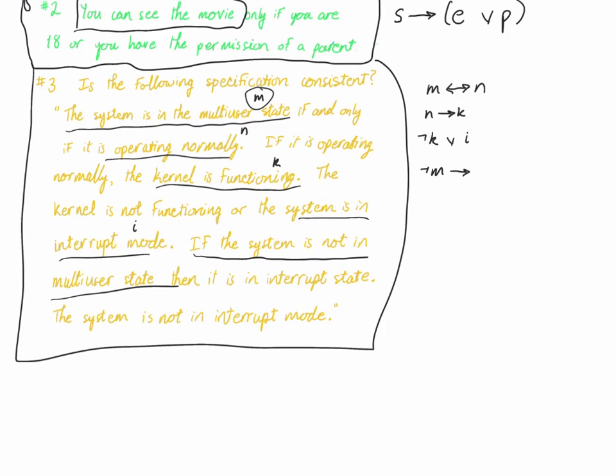Okay, and then if the system is not in the multi-user state, so that's like if not M, then it is in the interrupt state. So that would be this right here. And then finally, the system is not in the interrupt mode. So not I. Okay, cool.